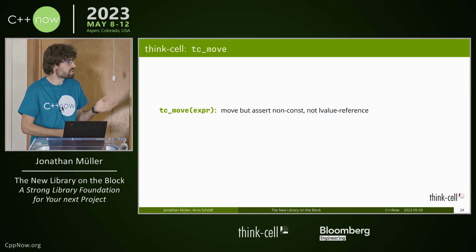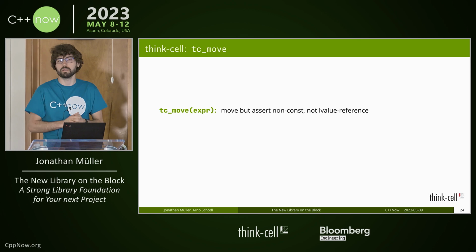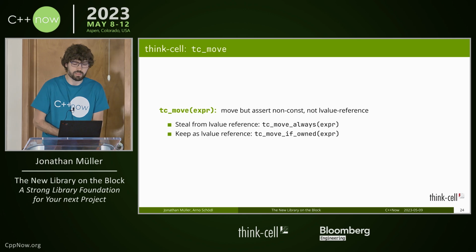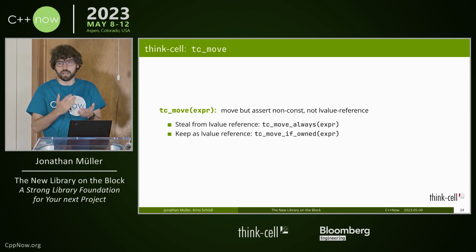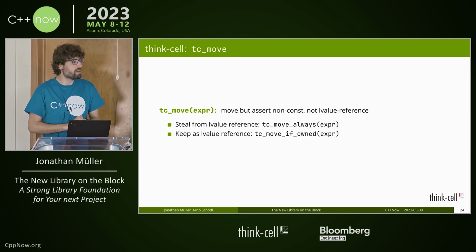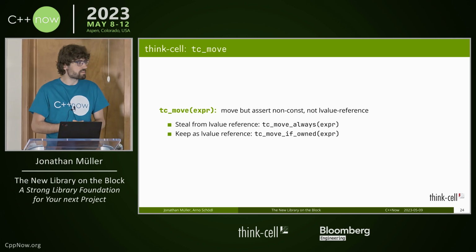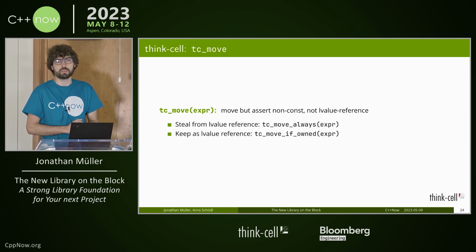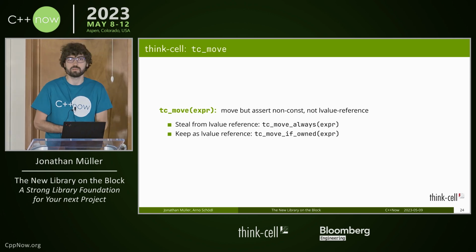So at ThinkCell, we have got the tcmove macro. This is just the static cast to R value reference, but asserts that it is not const and not an L value reference. If you want to get an L value reference, you have to decide. You can either use tcmove always. This will move away from an L value reference. So you can explicitly say, I know I'm getting an L value reference. I want to steal it anyway. Or you can say that if it's an L value reference, I don't want to do anything. This is tcmove if owned. This will only move it if it's not an L value reference. And in that sense, it does exactly the same thing as std forward, right? Std forward, given an L value reference, will return an L value reference, and given an R value reference, it will return an R value reference. And the same thing happens with tcmove if owned.